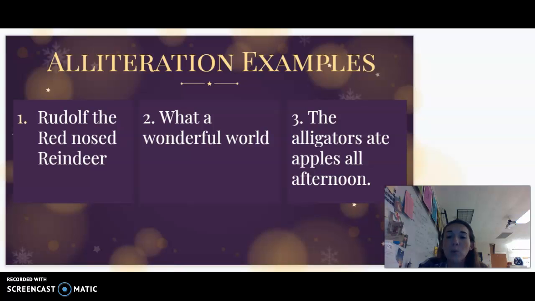What a Wonderful World is also an example of alliteration. We use W's repeatedly in a small continuous space. The alligators ate apples all afternoon can also be categorized as alliteration. We use the letter A continuously.